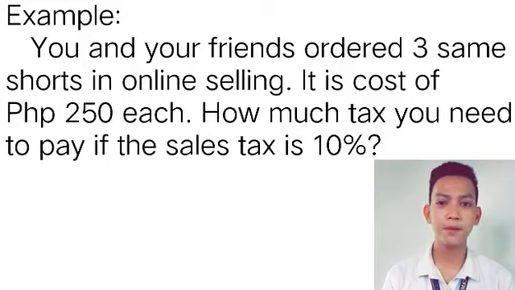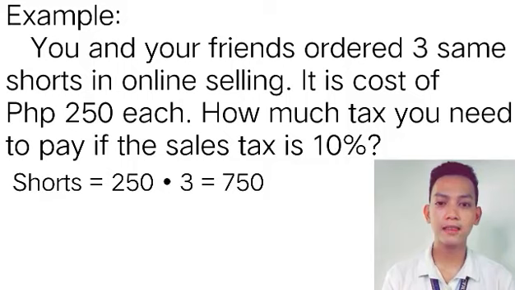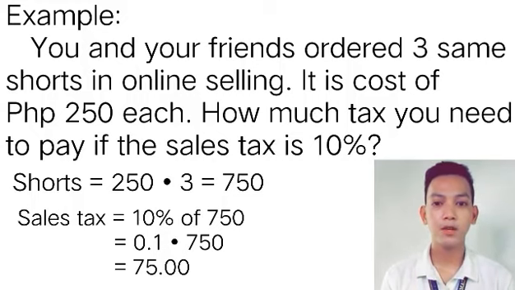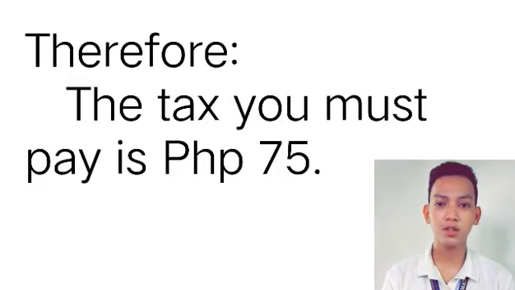First, simply multiply the price of an item and the quantity you ordered. So 250 times 3 is equal to 750. Then now find the sales tax. 10% of 750 pesos is equal to 75, because when we convert 10% into decimal, it becomes 0.1. Then multiply it to 750 pesos, we get 75 pesos. Therefore, the tax you need to pay is 75 pesos.